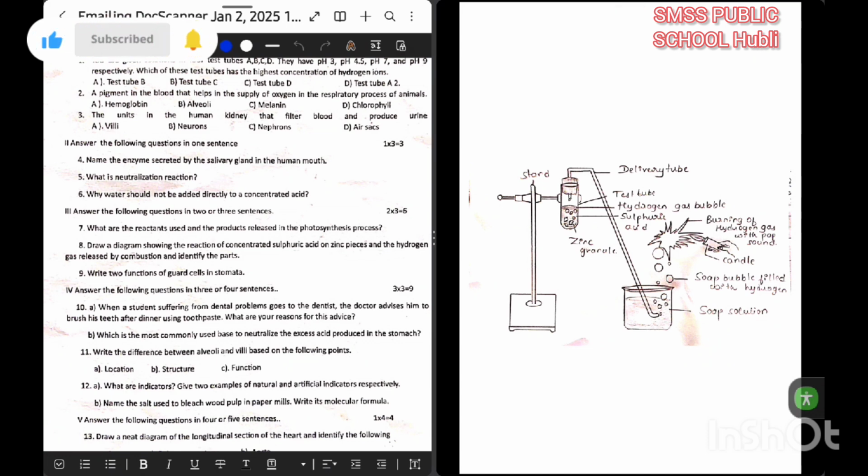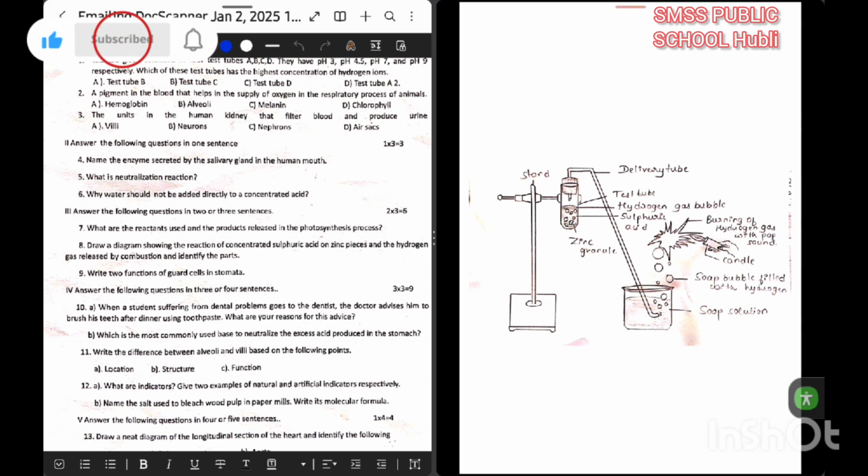So here in the NCERT textbook for 10th, zinc granules are placed in the test tube with the sulfuric acid, and that releases hydrogen gas bubbles, as you can see here, and that is connected with the delivery tube. Then here we have placed the soap solution, and that results in soap bubbles filled with hydrogen. So here you can see the bubbles. Yes, and when we bring a candle, there is burning of hydrogen gas with a pop sound. Yes, so in this diagram you need to draw for this question.